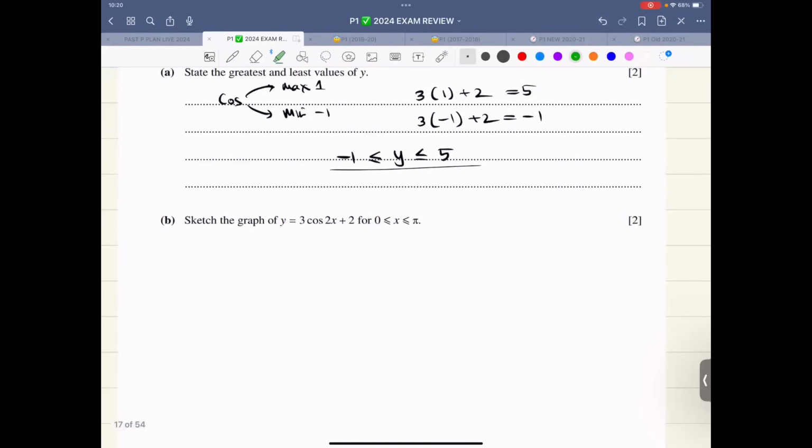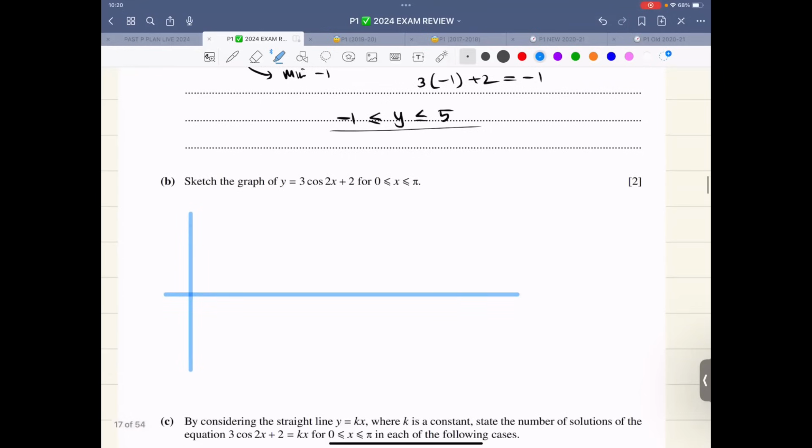Sketch the graph of y equals 3 cosine x plus 2. So let me just draw a graph like this. Cosine 2x means 2 cycles in 360 degrees, which is 2 pi. Therefore, in 180 degrees, we draw 1 cycle. The maximum is 5, the minimum is -1. Let me also draw a line over here, a little bit above.